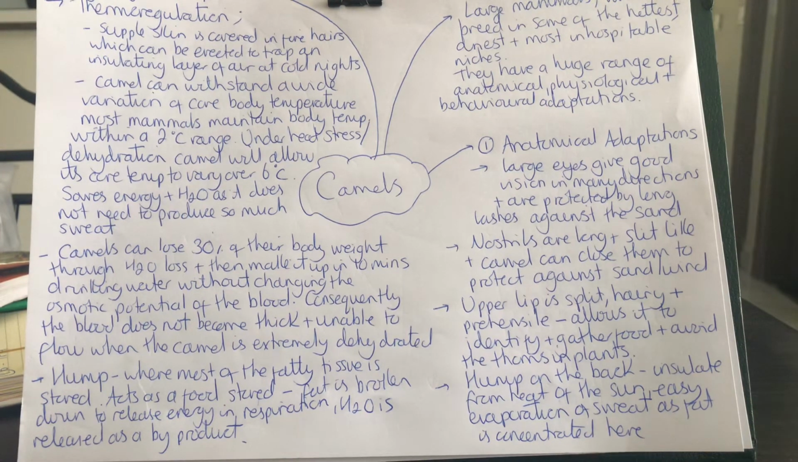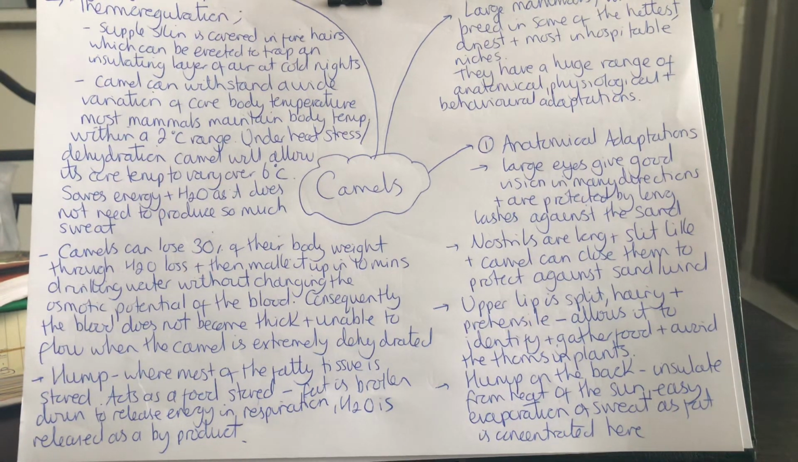Having this variance and allowance means that the camel gets to save energy and water because it doesn't need to produce so much sweat. When our body core temperature increases by 2 degrees and more, we start to really, really sweat to try and drop it back down again. A camel isn't going to do that. It can wait until 6 degrees before it starts to sweat. So again, it's helping it to retain more water and lose less, which is especially important when it's warm or particularly dehydrated.